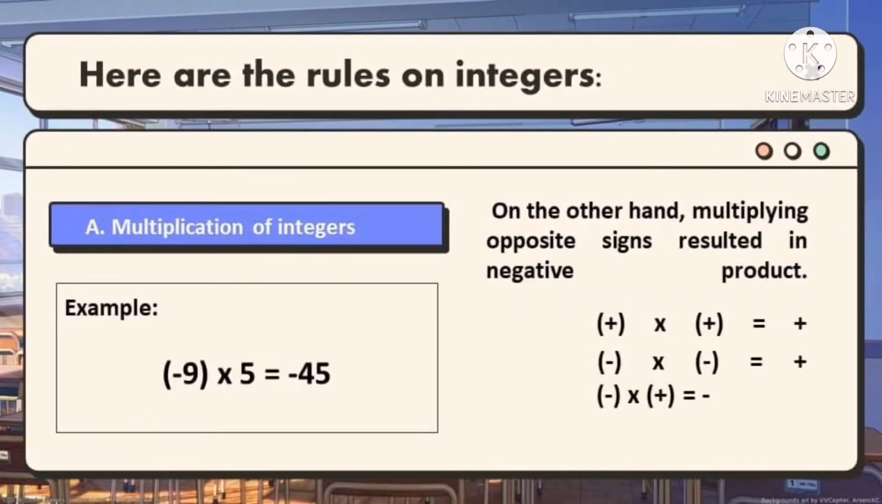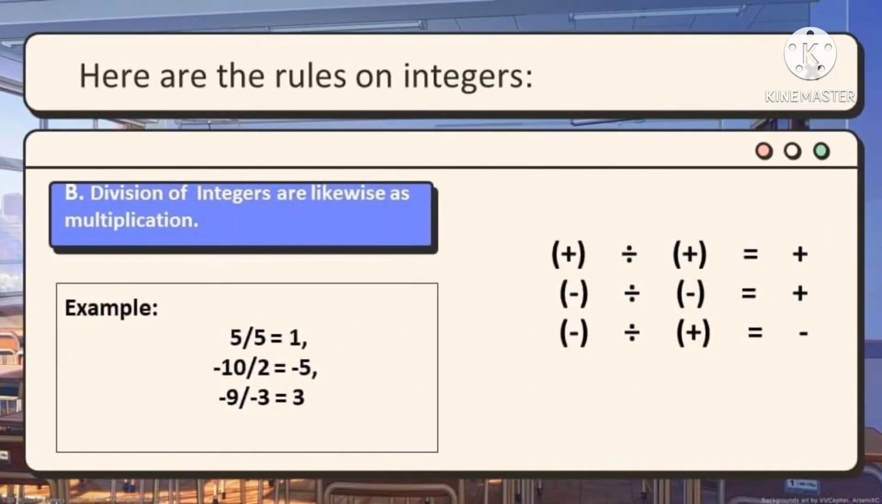Another example on multiplication of integers, negative 9 times positive 5 equals negative 45. On the other hand, multiplying opposite signs resulted in negative product. Positive times positive equals positive. Negative times negative equals positive. Negative times positive equals negative.